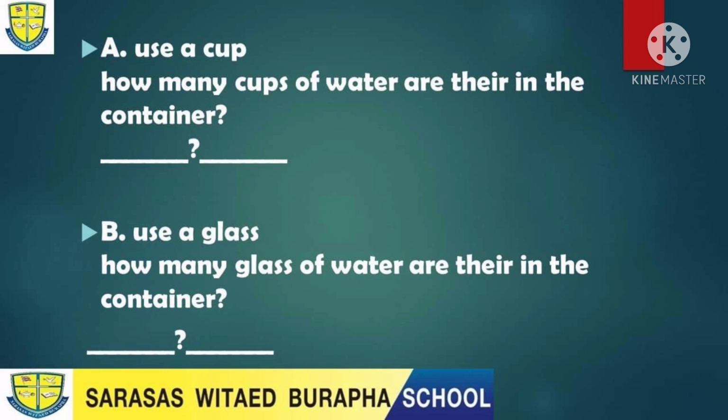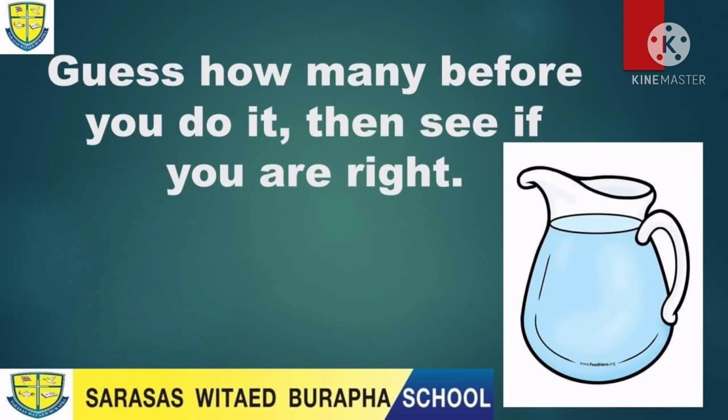In A, we need to use a cup. B, we need to use a glass. Okay, again, in A, we need to use a cup. And in B, we need to use a glass in measuring the volume of the water in the container. So let's do the activity A. In activity A again, we need to use a cup. And let's read the instruction. Guess how many before you do it. Then see if you are right.